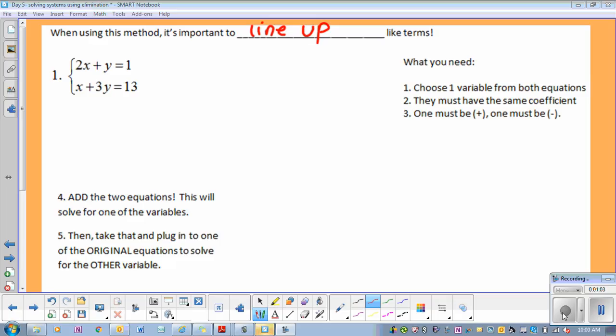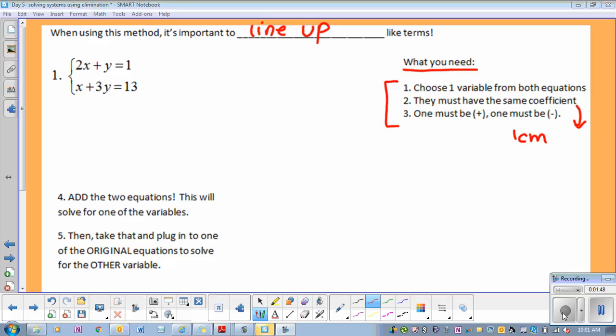So here's what we need to do. Number one, we're going to choose a variable that we basically want to eliminate from both of our equations. They have to have the same number in front, the coefficient, right? But one has to be a positive and the other one has to be a negative. And for number 2, they have to have the same coefficient. You're basically looking for the LCM, the least common multiple, okay? And I'll go into that when we get to a problem where I'll show you a calculator trick, all right?